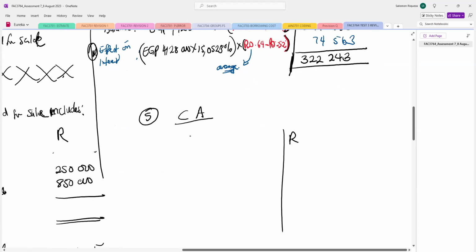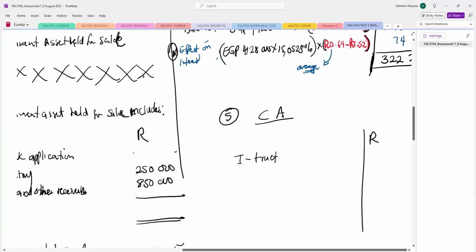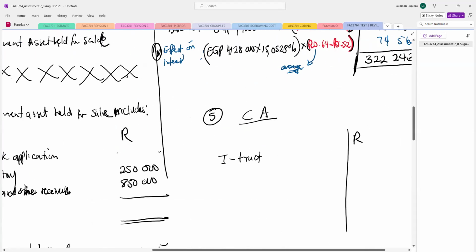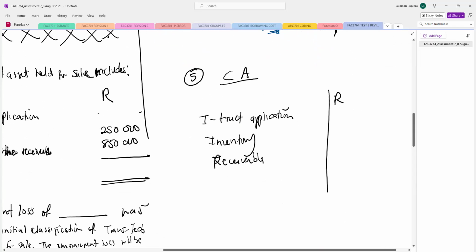All right. So carrying amounts first of the iTrack application. So this one, I'm expecting this to be an intangible asset. It's an application. Then my inventory. Then my receivables. I'm just going to write receivables because of time. Inventory and receivable, I already got my figure. Inventory is the lower of net realizable value or carrying amount, and the lowest was 250. The receivable balance is given to us. We use the balance as is.